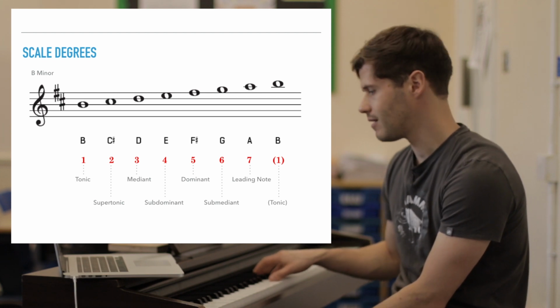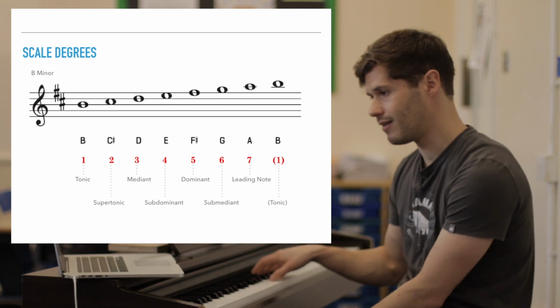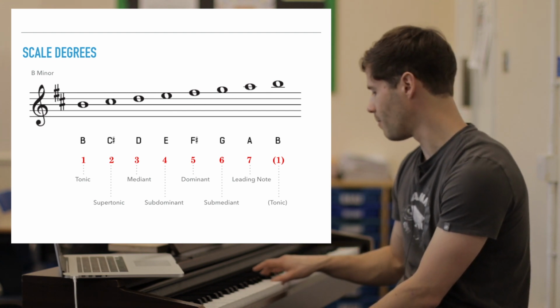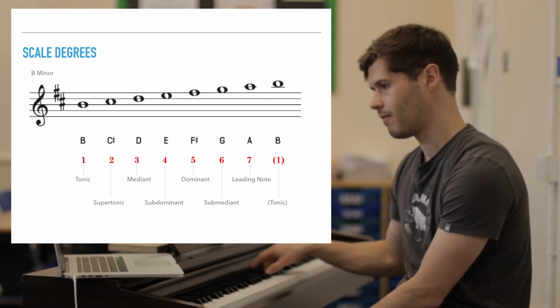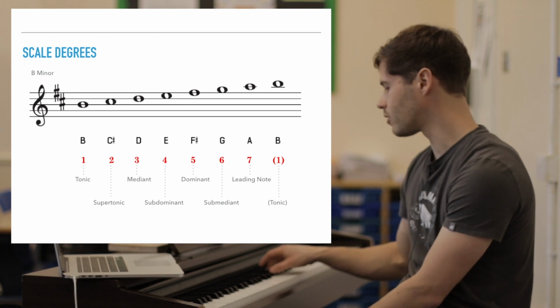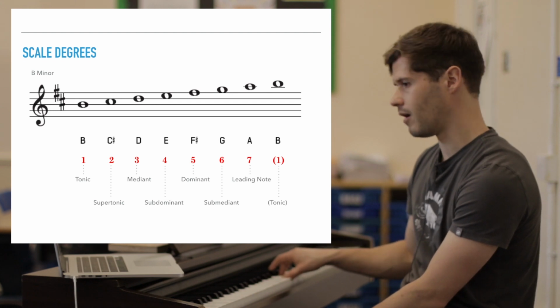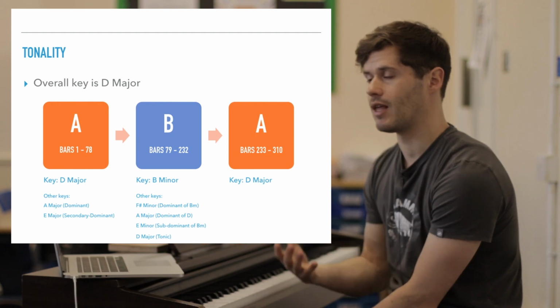So as I said, in section B, we start in B minor, then it moves to the dominant, 1, 2, 3, 4, 5, the dominant, which is F sharp, and then it also goes to the subdominant, which is E minor. Okay? So, lots of modulations there.